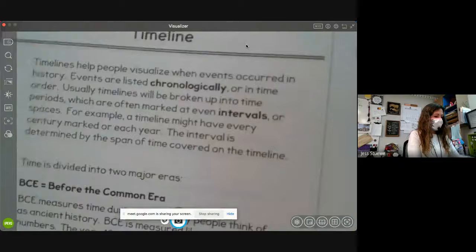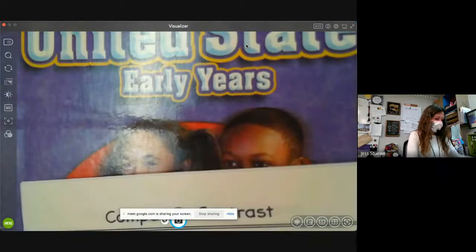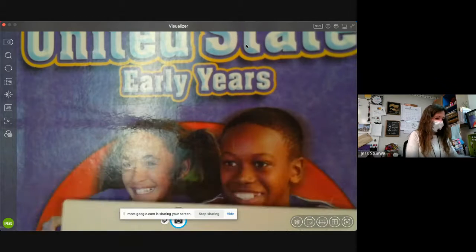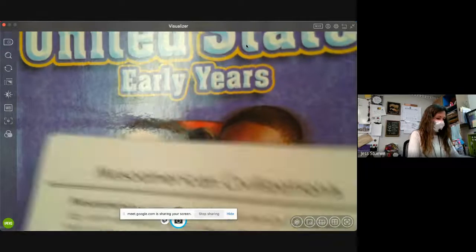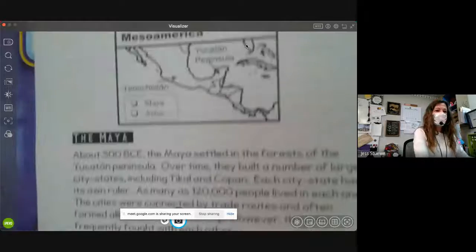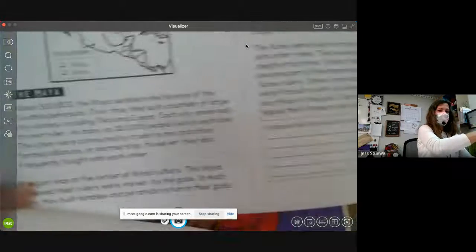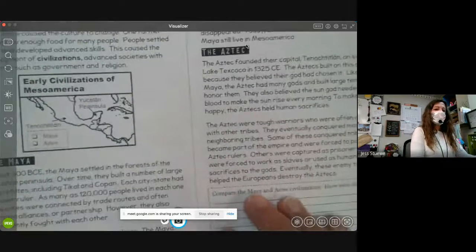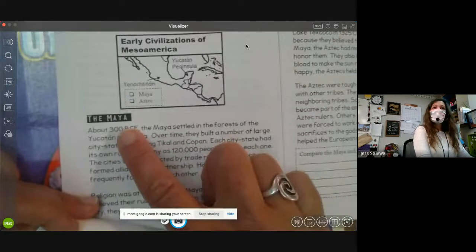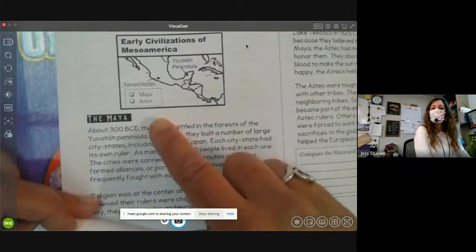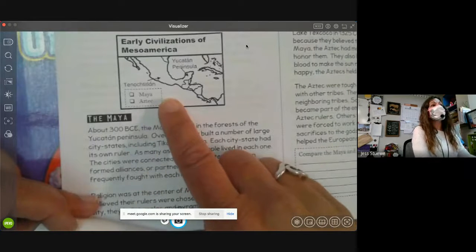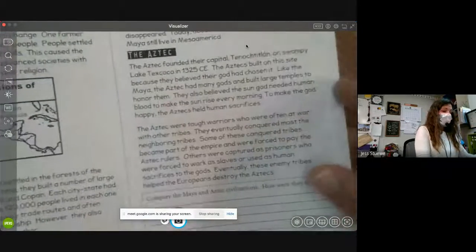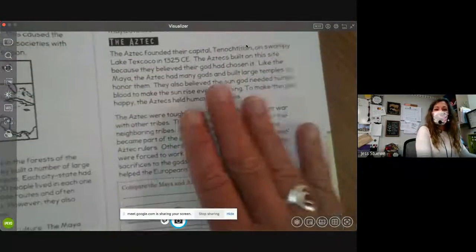They have more information than we're going to use, actually. Lots of different information. So the very first page has to do with the Maya and the Olmec. Okay, so if you have the Maya, you might read this paragraph, look at the map, and use some information here when you make your slide. You might flip through and read about other tribes as well.